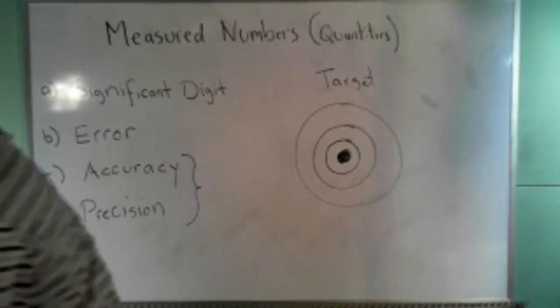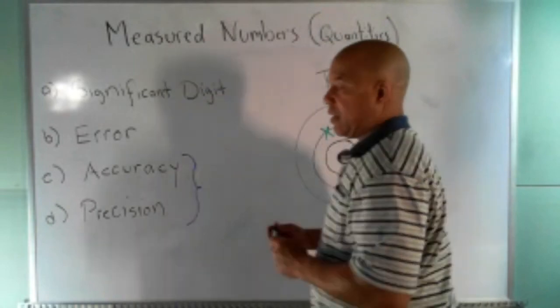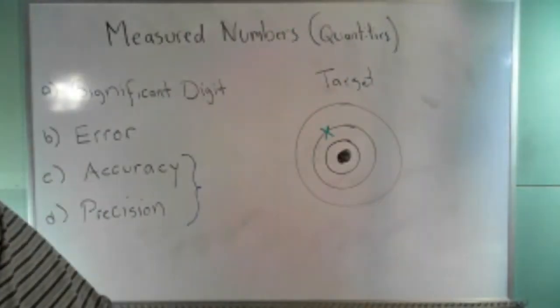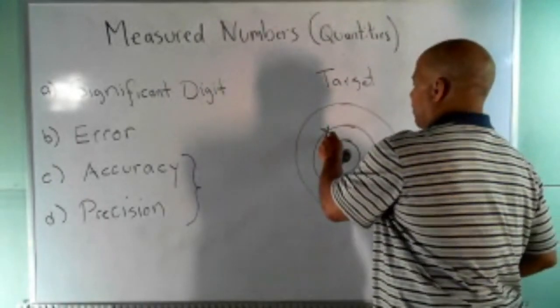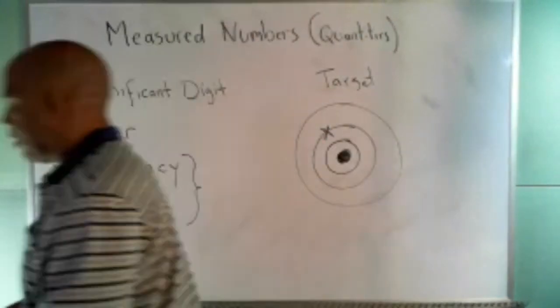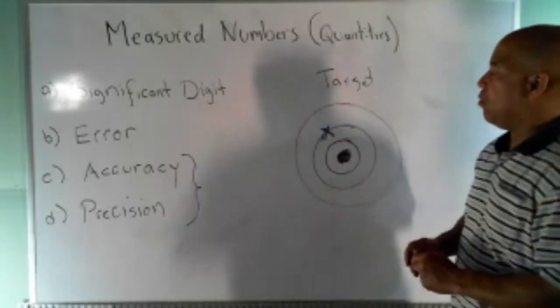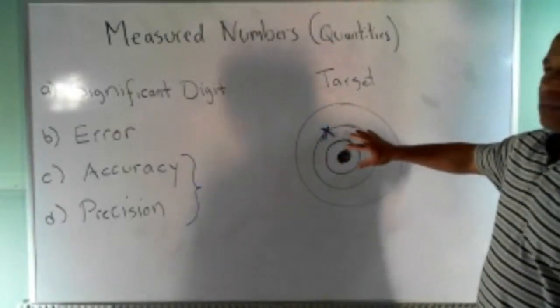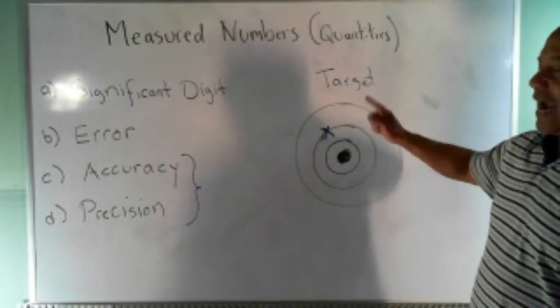Let's say you have darts you're throwing. You throw a green dart, and it lands on this value right here. You throw a red dart, and it lands right here. And you throw one more, a blue dart, and it lands right there. So what would you say about the person that threw the darts? Is that person accurate or precise?